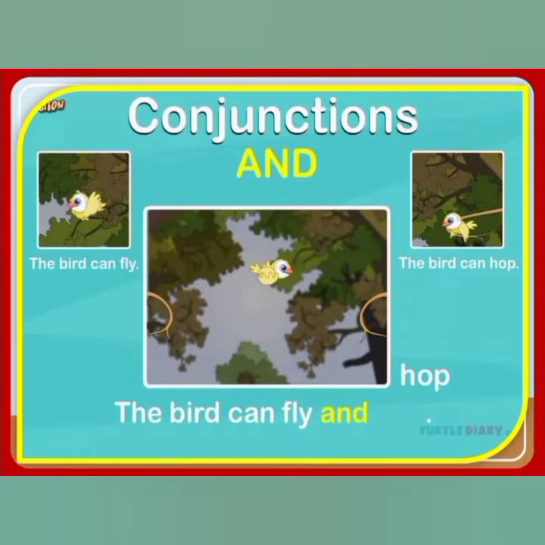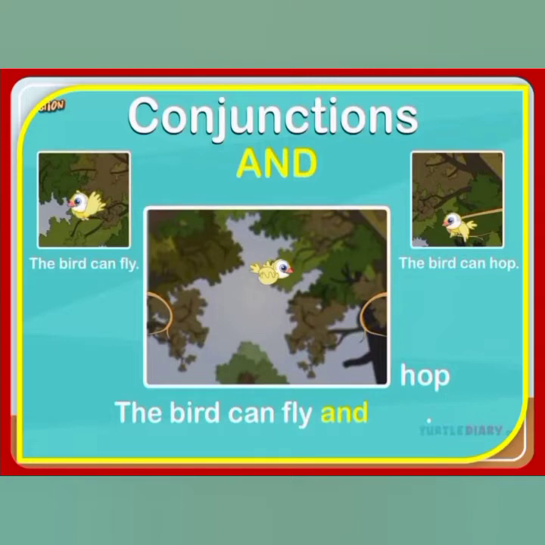We can look at another example. The bird can fly, the bird can hop. This is a sentence which is talking about the capability of a bird, that the bird can fly. And here again I am talking about the capability only of the bird, that the bird can hop. So when I want to join these two ideas together, I have used the conjunction and my sentence became the bird can fly and hop. Right children? So and is a conjunction which we use to join the two similar ideas.